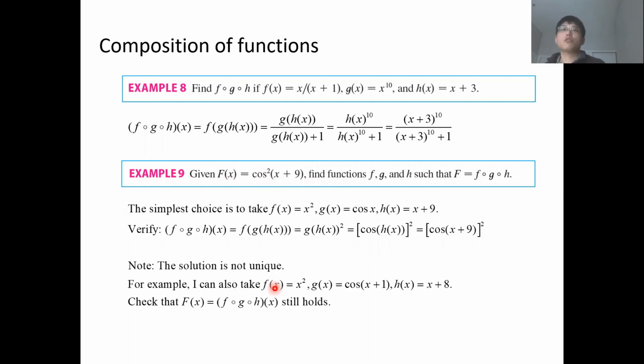All right, so just one last note. The solution is not unique. For example, I can also take f of x equals x squared, but I will perturb my choice of h and g. I will choose g of x to be cosine of x plus 1 and h of x equals x plus 8. You should be able to check that this equality still holds.